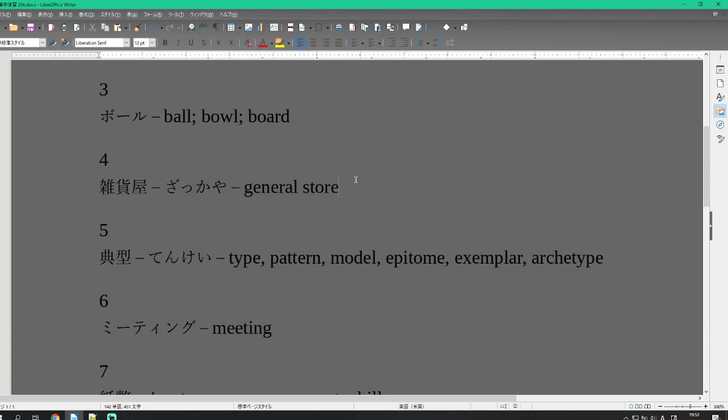As I said, this is writing practice, so I'm writing this down 10 times. Well, it fills up 10 squares anyway, really 3 times. Zakkaya is a general store or a miscellaneous goods store.